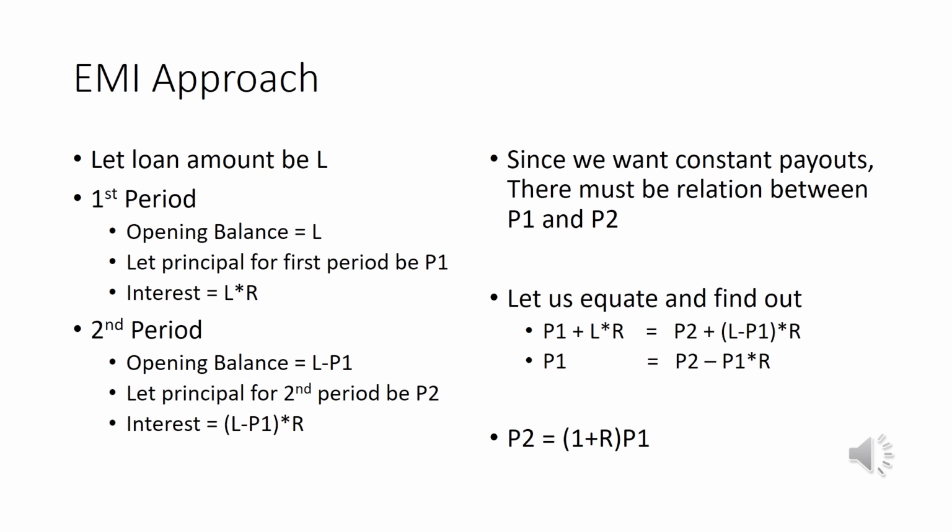So if you look at the right hand side of the slide, you can see that we are equating P1 plus L into R with P2 plus (L minus P1) into R. L into R and L into R get cancelled. You get P1 is equal to P2 plus (P2 minus P1) into R. So ultimately you see that P2 is equal to (1 plus R) into P1, which means that P1 gets increased by R percentage to get P2. So that is the equation.